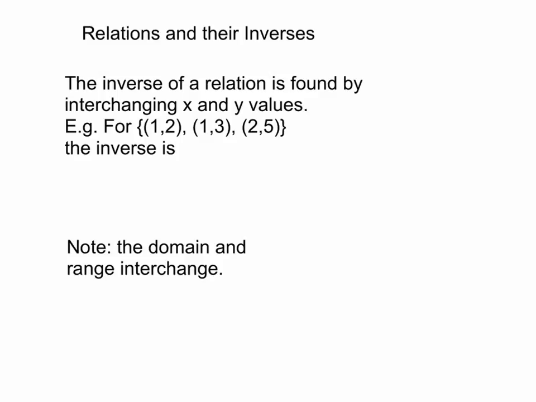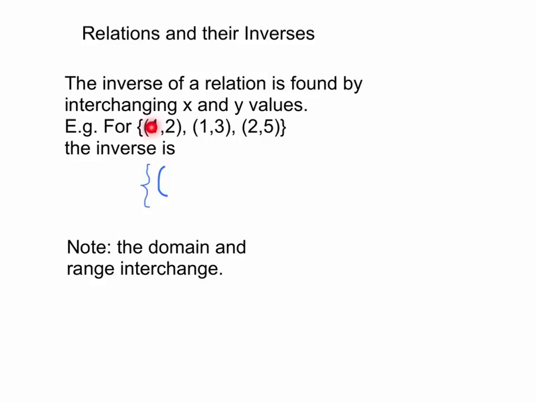Okay, so we're looking at relations and their inverses, and an inverse is found by interchanging x and y values. So we start with something simple, just 3 points: (1, 2), (1, 3), and (2, 5). Now the inverse uses curly braces, and you swap the x and y values.